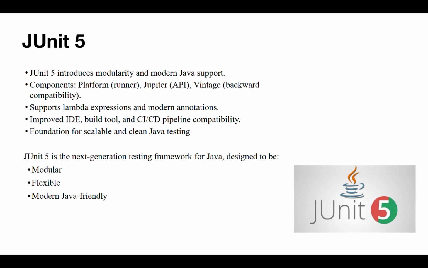Now, JUnit 5. JUnit 5 is a complete rewrite that brings an architecture built on modern Java features. It has three components: Platform for discovery and execution, Jupiter, the new APIs, and Vintage for backward compatibility with JUnit 3 and 4. It supports dynamic and parameterized tests, better lifecycle control, and better IDE integration. These improvements make it easier to write clean, scalable tests.